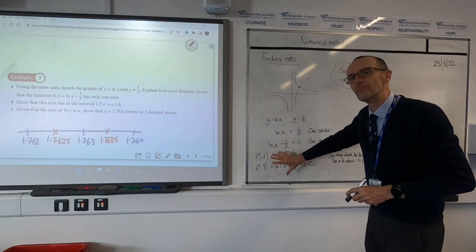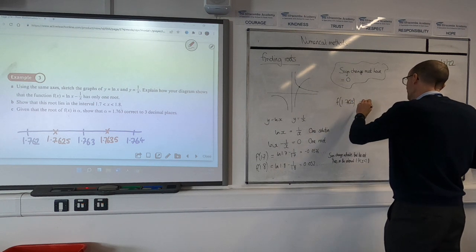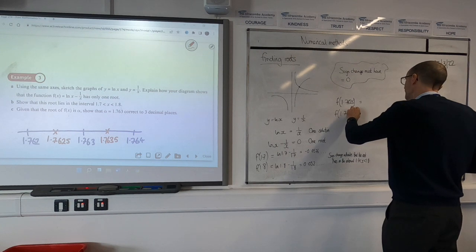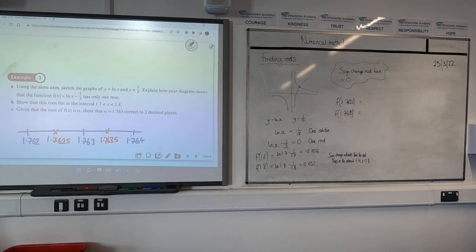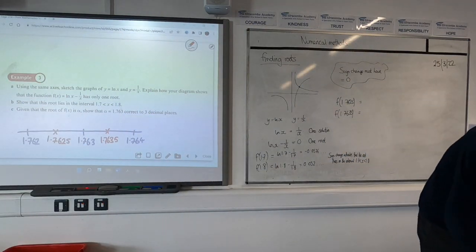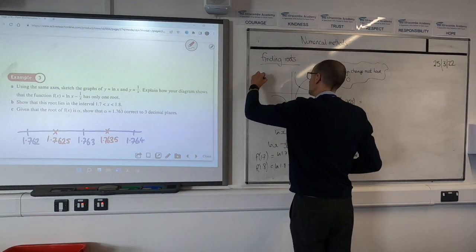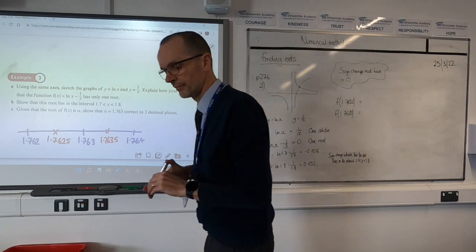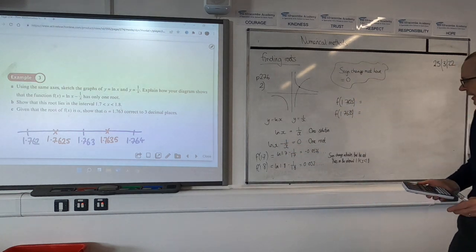Now, I've already done my verbose thing once, so I'm not going to bother this time because the number's so big. I'm just going to put f of 1.7625 equals, and write what it equals with dot dot dot, and 1.7635 equals. Hopefully there's a sign change in between. Same function, we're just substituting in more accurate values.